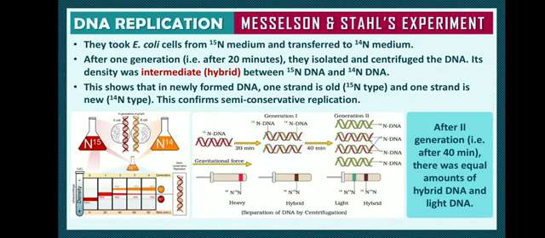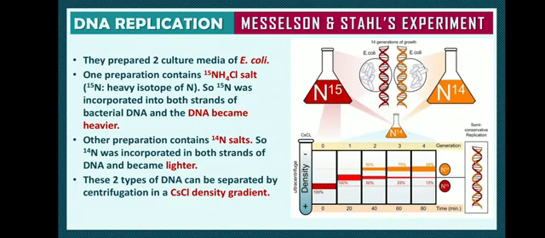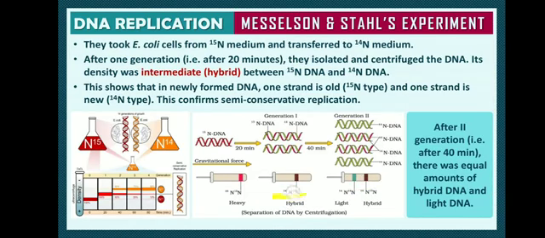It was proved by Meselson and Stahl using an experiment called density gradient centrifugation. The density gradient is created by using cesium chloride. Here both the strands of the DNA are N15 containing. Here one strand is N15 and another strand is N14. This formation of a hybrid, this experiment we have already studied, proves that DNA replicates by the semi-conservative mode of replication.